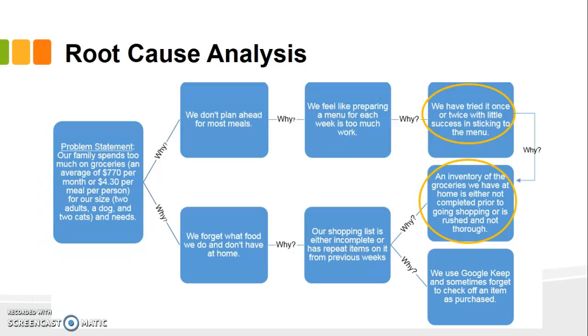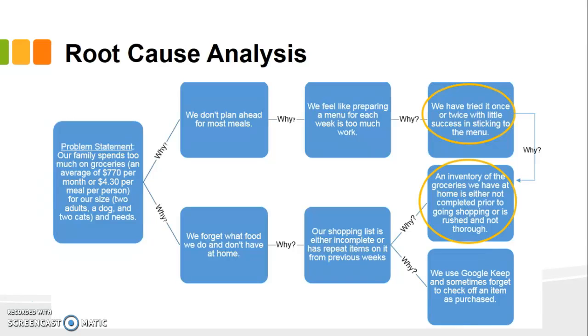I did use two different tools for that, which were the fishbone diagram and the 5 whys, but just for the sake of time, I'm going to focus on my 5 whys because they both gave me the same result. So again, the problem statement here is that our family is spending too much on groceries for our size, and that's about $7.70 per month or $4.30 per meal per person.